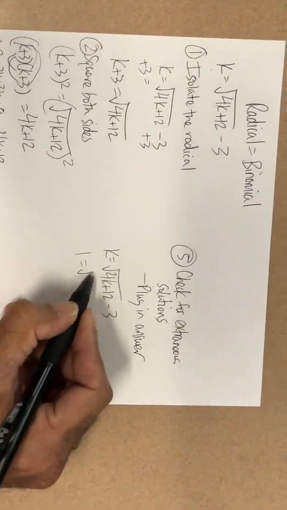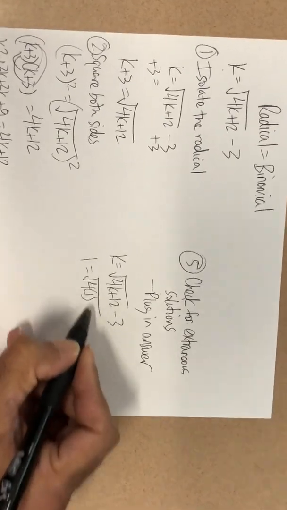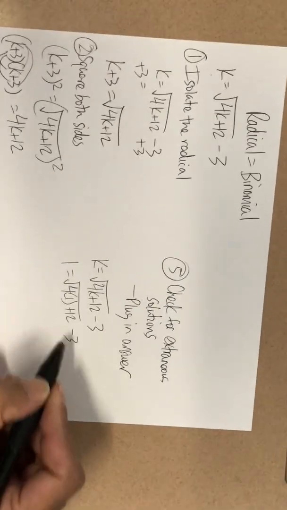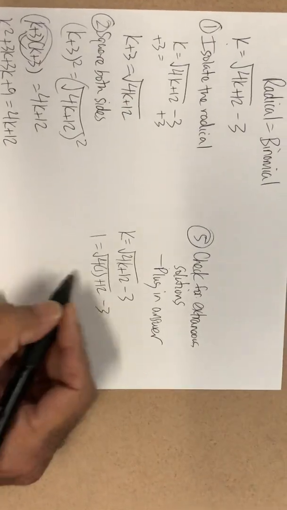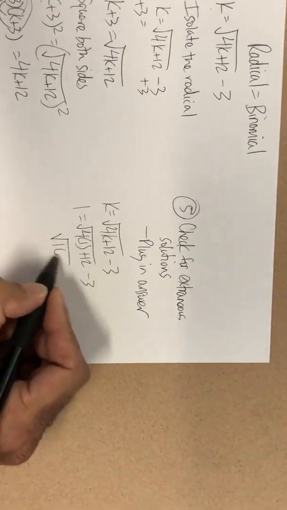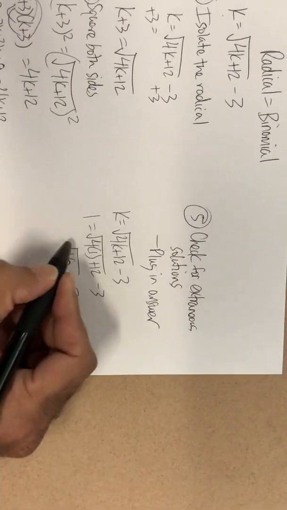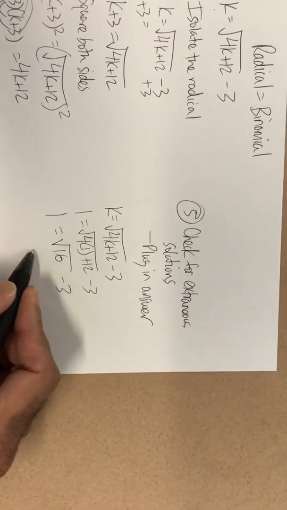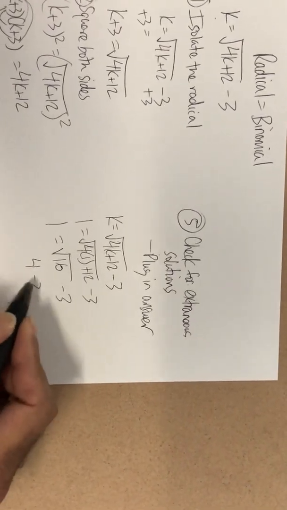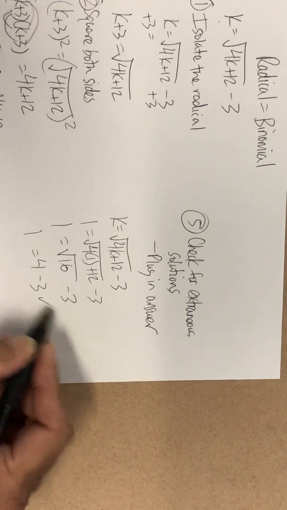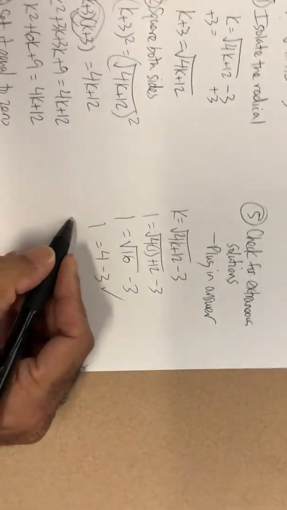1 equals the square root of 4 times 1 plus 12, minus 3. And 4 times 1 plus 12 is 16, minus 3. And that's really the square root of 16, which is 4, minus 3, which is 1, so this works. Let's try it with the next one.